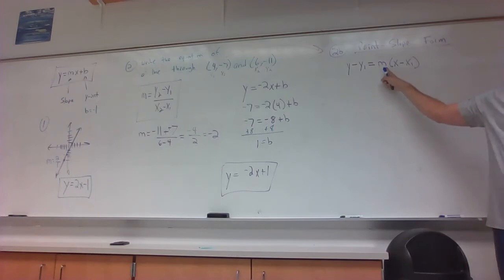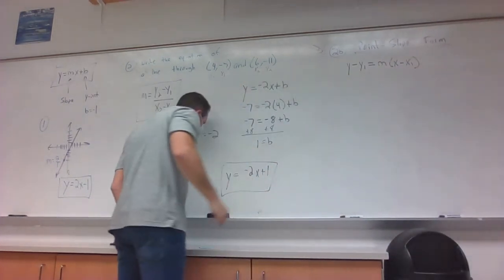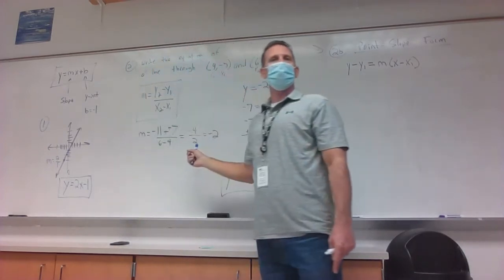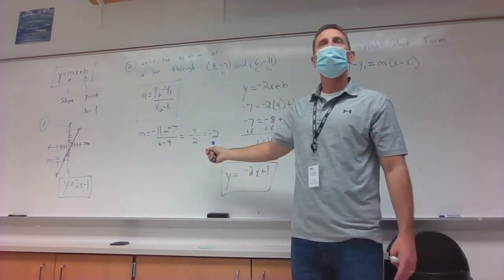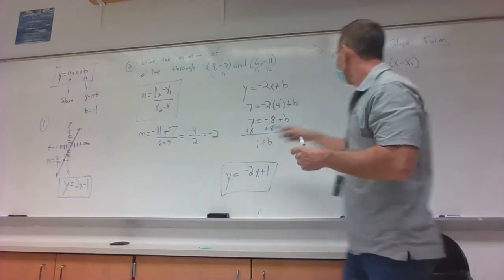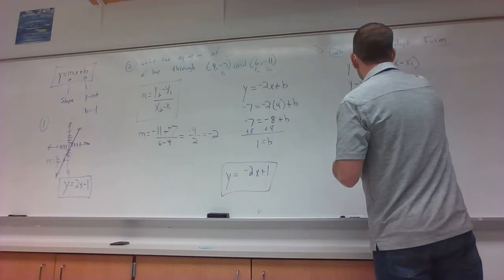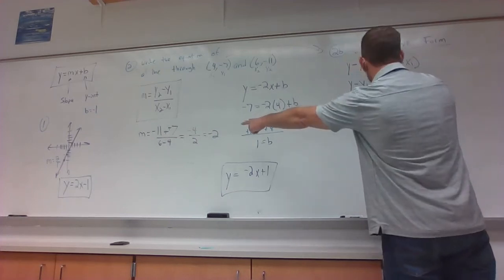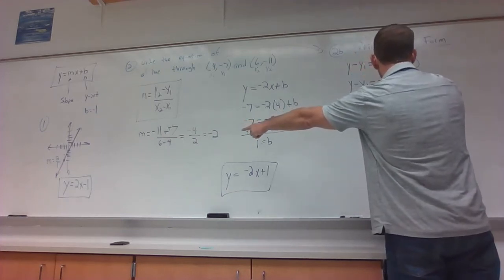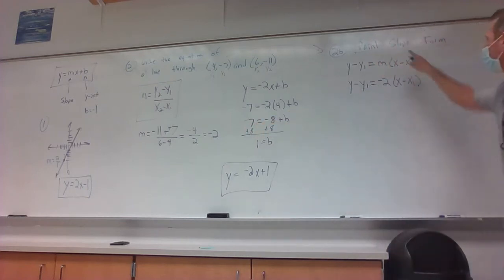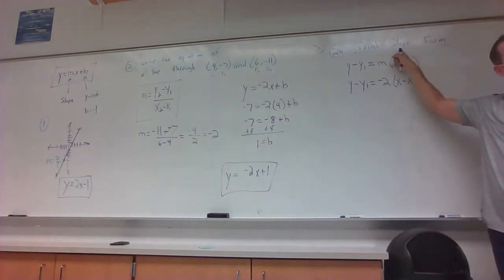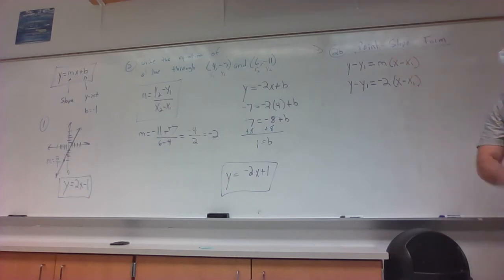So do we know m? Yes. I think so. We found it, right? If we didn't know it, we could find it. But now we can take negative 2 and plug it in for m. So y minus y1 equals negative 2 times x minus x1. That's our slope. The reason it's called point-slope form is because we could also plug in a point, x1, y1.